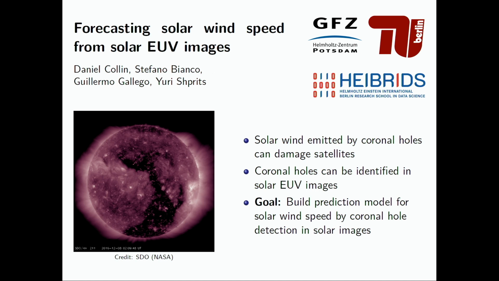The good thing about these images is that we can clearly identify one of the main sources of the solar wind, which is coronal holes. We can see them really nicely as these dark, big structures in the solar images in certain wavelengths. We've already heard a lot that solar wind can damage satellites and can be bad for astronauts. Therefore, we want to predict the solar wind speed to be able to predict solar storms.